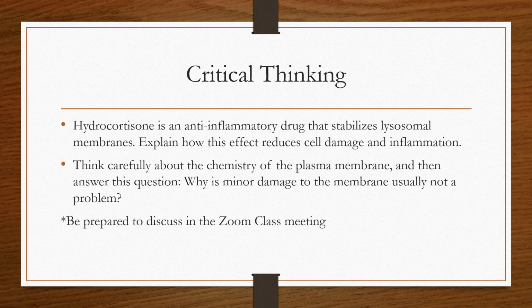So here are our little critical thinking points to think about. Bring some notes, we'll discuss it in class. Hydrocortisone is an anti-inflammatory drug that stabilizes lysosomal membranes. Explain how this effect reduces cell damage and inflammation. And then think carefully about the chemistry of the plasma membrane, and answer this question: why is minor damage to the membrane usually not a problem?